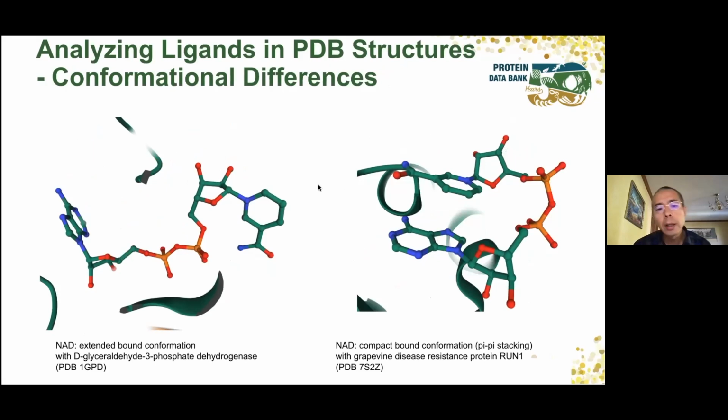Even though a ligand may bind to different targets, both non-covalently, it may adopt different conformations. In this example, the coenzyme NAD is bound to one target in the fully extended form on the left side, and on the right side with a different target, you see it's wrapped around and makes a more compact conformation by forming this pi-pi stacking.